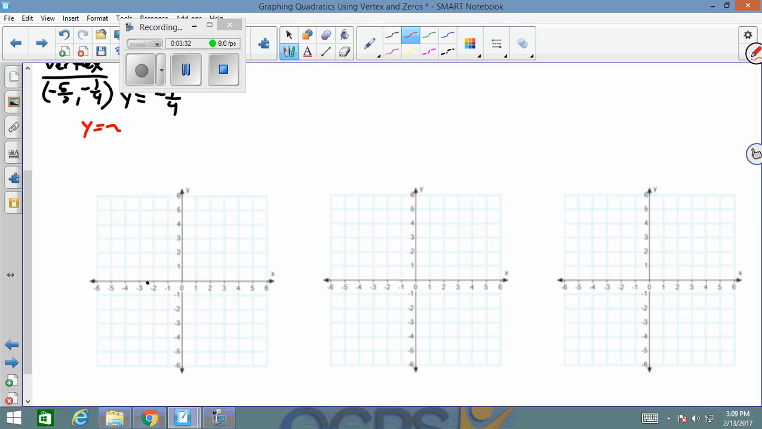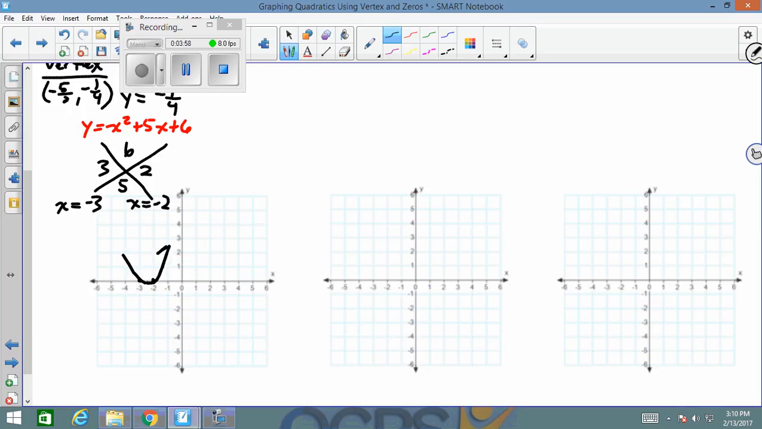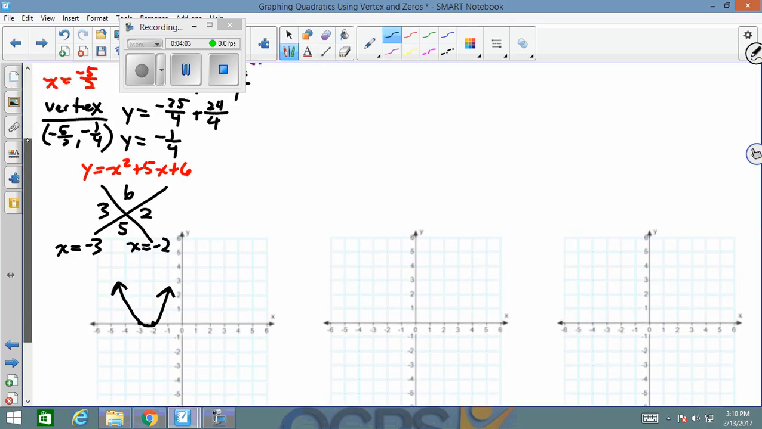Here again is our function: y equals x squared plus 5x plus 6. We're going to do the x method, so it's going to be 6 on top, 5 on bottom. The numbers that multiply to 6 and add to 5 are 3 and 2. But remember, when you do the solutions, it's going to be the opposite. So this would be -3, this would be -2. So on the x-axis, I'm going to graph the points at -3 and -2. And then you connect your dots from left to right. There's your problem.